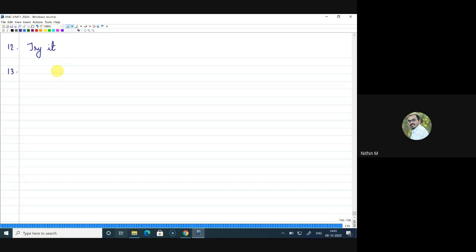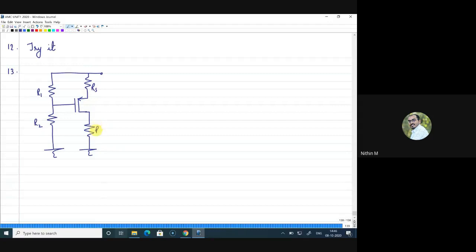Is that clear? Okay, sir. Okay, so let us move to question number 13. That is a question with a PMOS device. So this is R1, this is R2. You have an RS also. This is RS, this is RD, this is 10 volt. What else is given? Nothing.